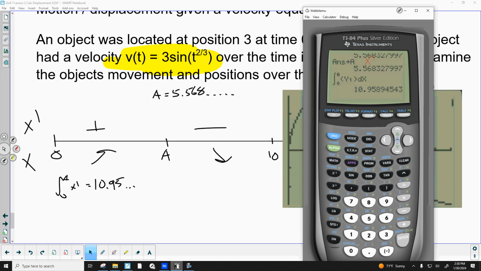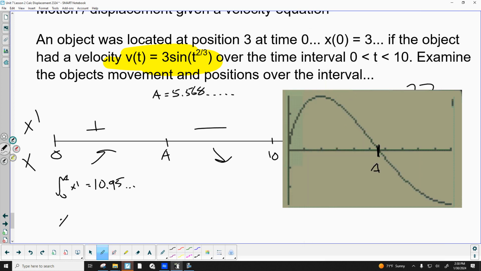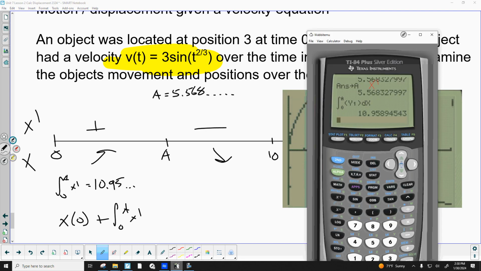Notice your calculator takes a while to accumulate. Now, what's great about the home screen is you could take your initial position at time 3, and you can add this displacement, this accumulation of your derivative. You can take this number, enter, and add 3.